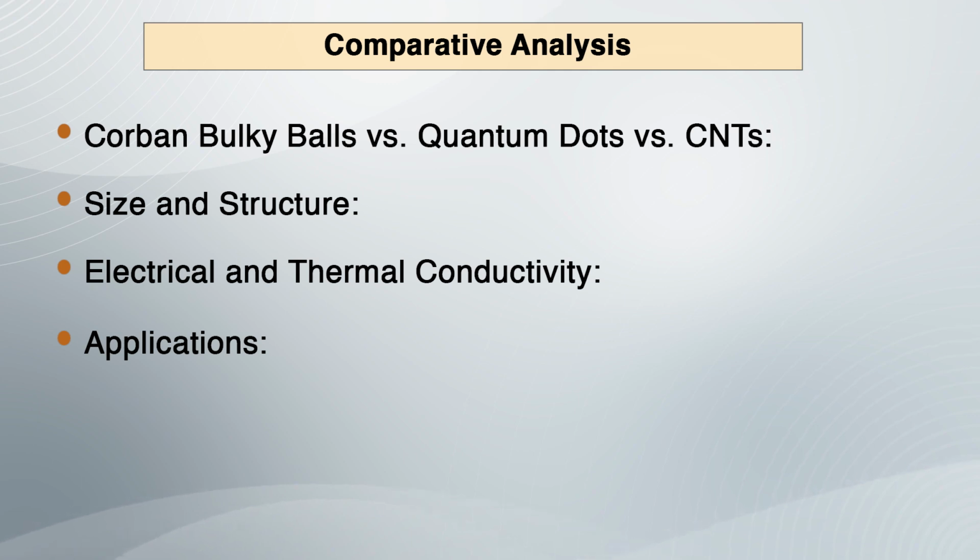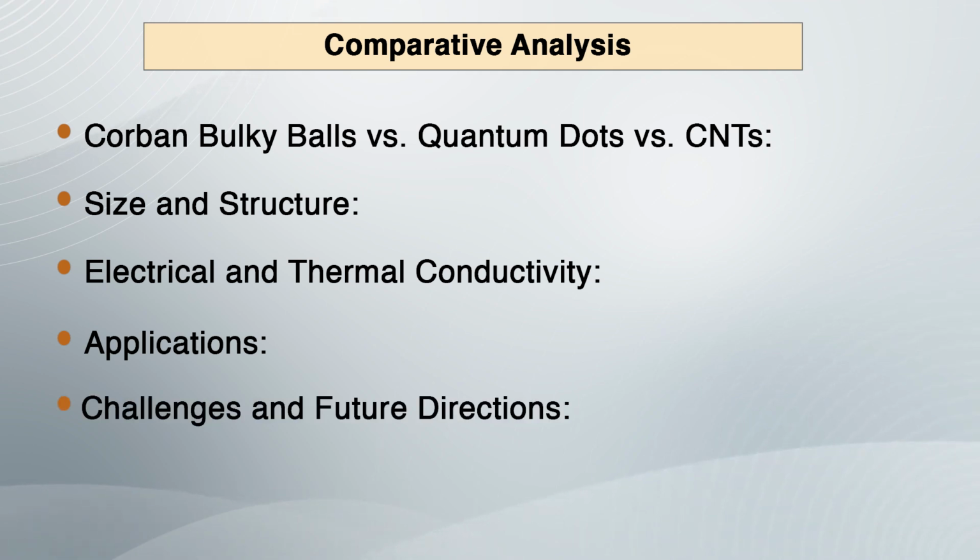Quantum dots are employed in medical imaging, display technology and solar cells due to their size tunable optical properties. Carbon nanotubes are applied in electronics, material reinforcement and energy storage due to their exceptional mechanical, electrical and thermal properties. What are the challenges and future directions?